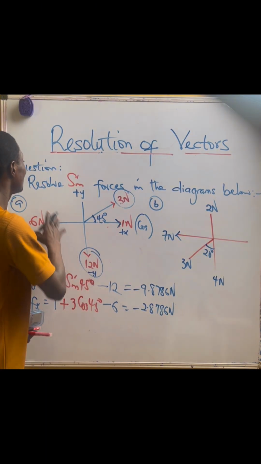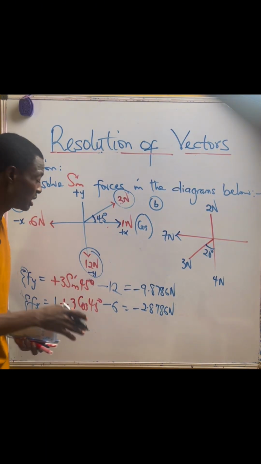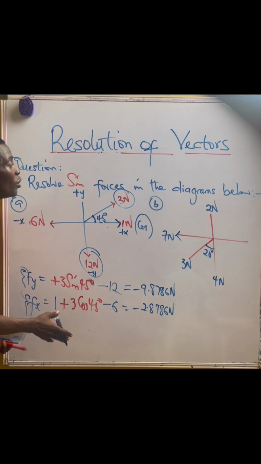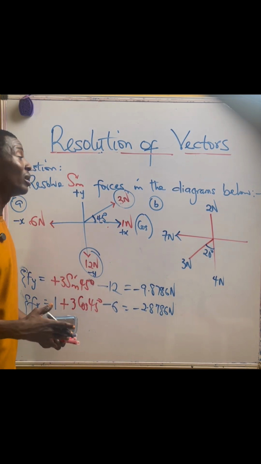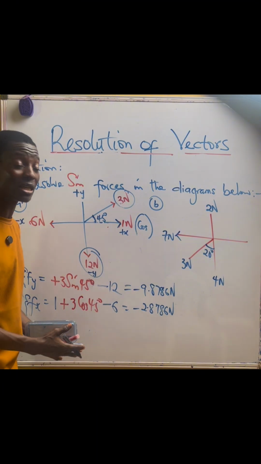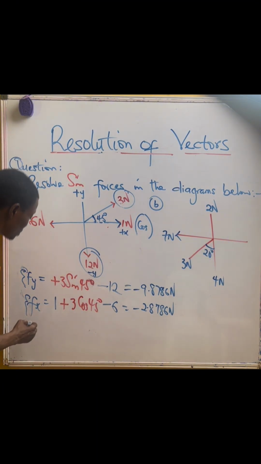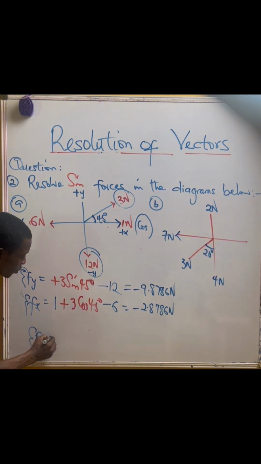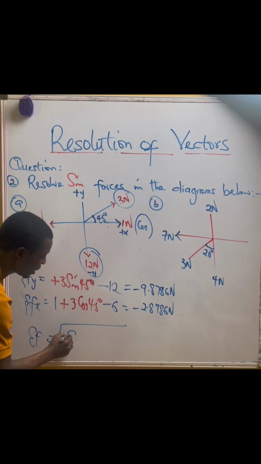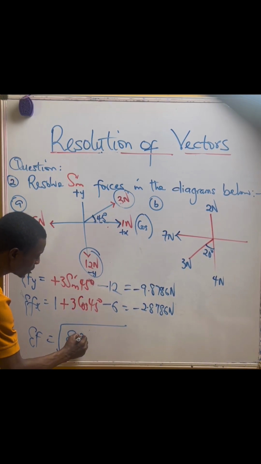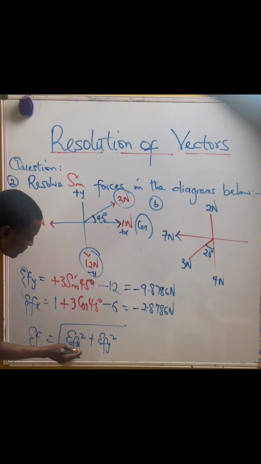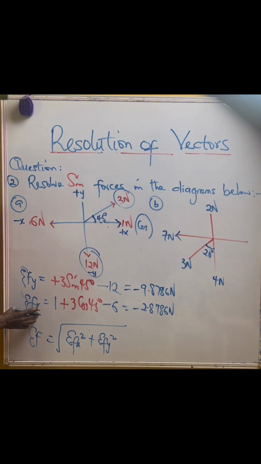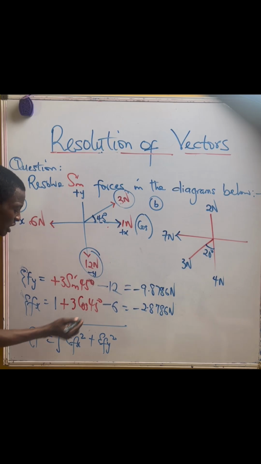Okay, if the examiner asks you to resolve the force only, this is what you are expected to do. But if the examiner changes the question and says find the magnitude, or find the resultant, to find the magnitude you have to say sum of F equals the square root of sum of Fx squared plus sum of Fy squared. Now the sum of Fx squared is what you've done here. The sum of Fy squared is what you've done here. So you just input the values.